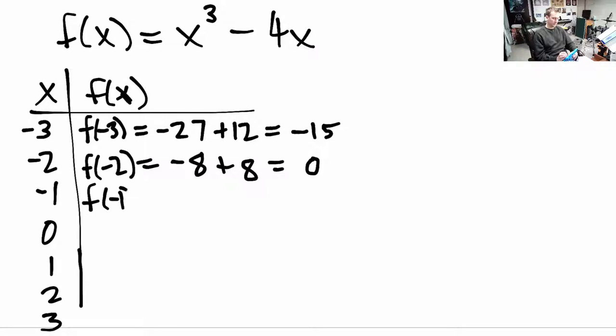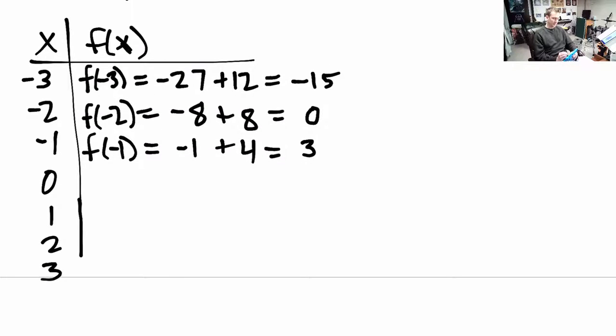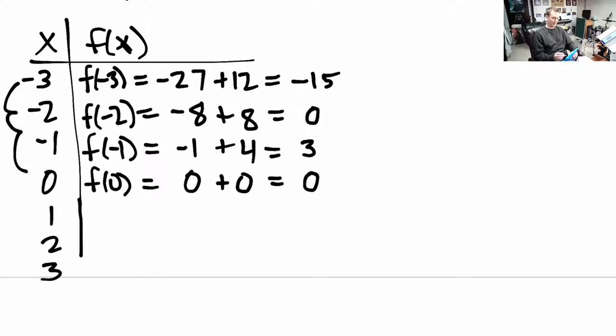F of negative 1. Negative 1 cubed is negative 1, minus 4 times negative 1, plus 4, this is 3. F of 0 is 0 cubed, minus 4 times 0, which is 0 again. You're already seeing a pattern, or maybe something that's different, I should say. We're going up by 1 here each time, but this is sort of skipping around erratically. It's going up 15, up 3, down 3. It's really strange, right? Let's keep going.